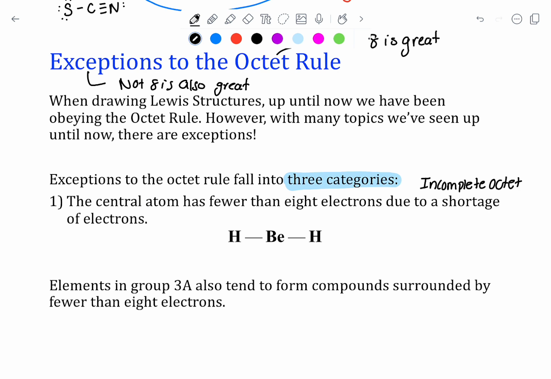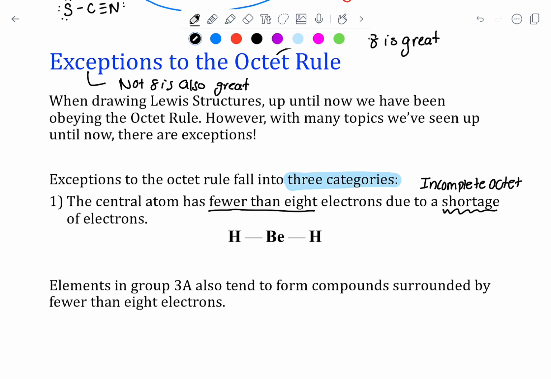Where the central atom has fewer than 8 electrons due to a shortage of electrons. Okay, a shortage of electrons. This we typically see in elements early in the periodic table. So I have the example here of beryllium. We see it with hydrogen as well. Hydrogen, we know, only makes 1 bond to have 2 electrons, so it doesn't obey the octet rule. Okay, we have the example of beryllium here.